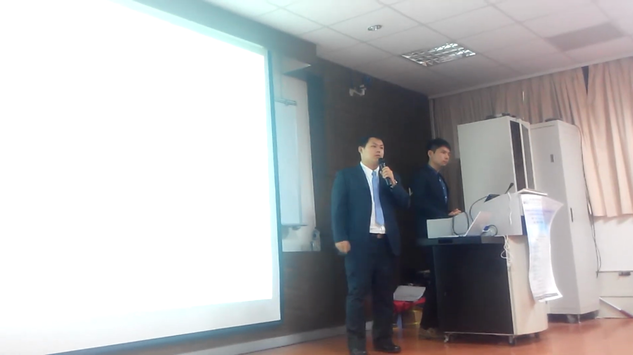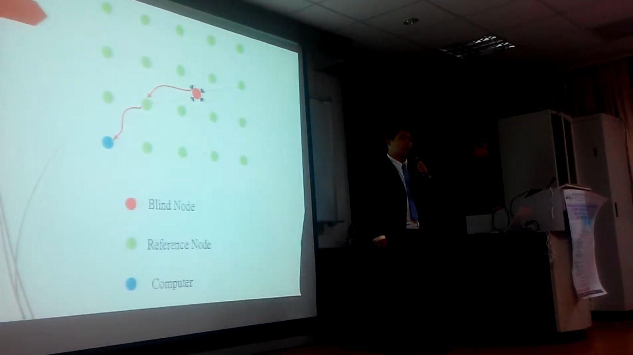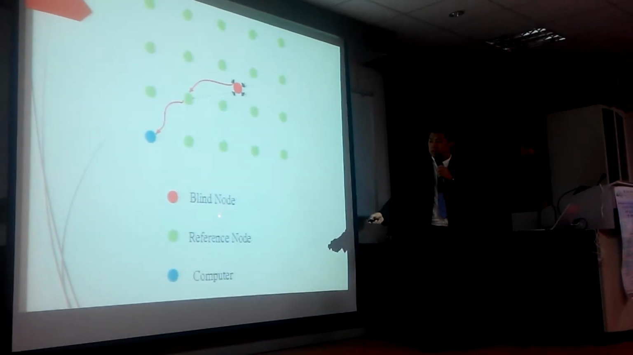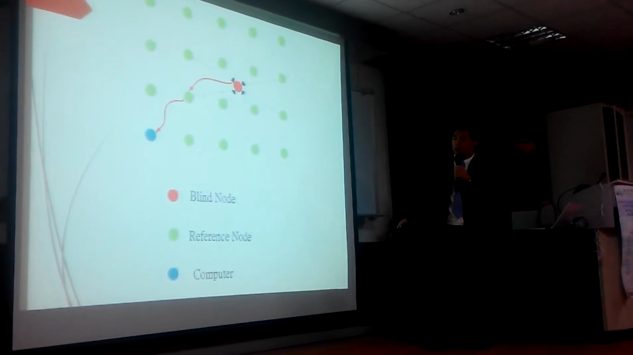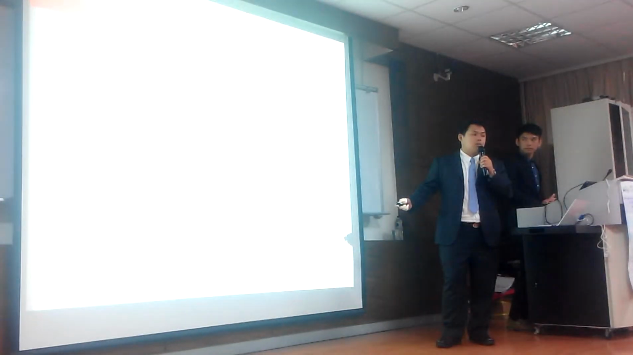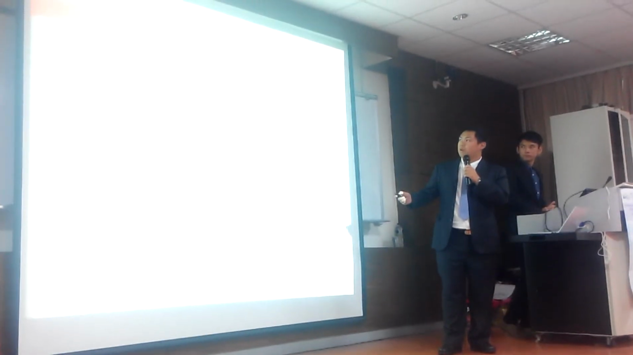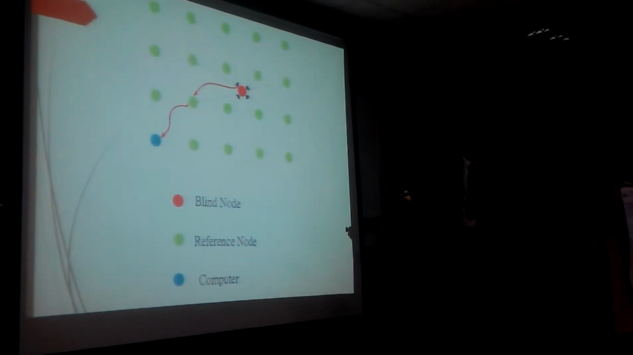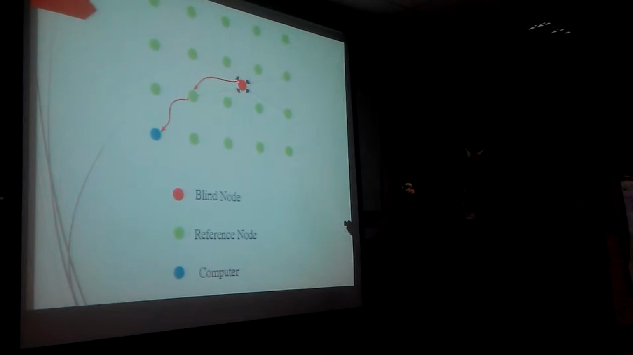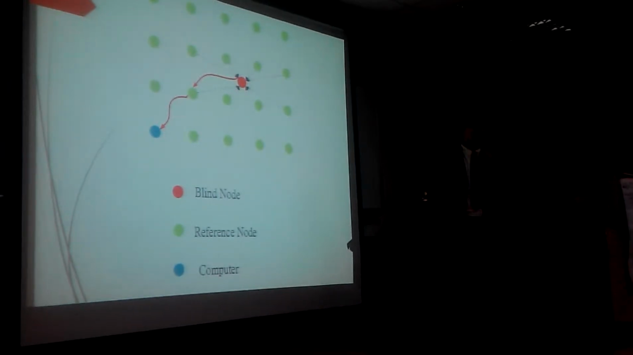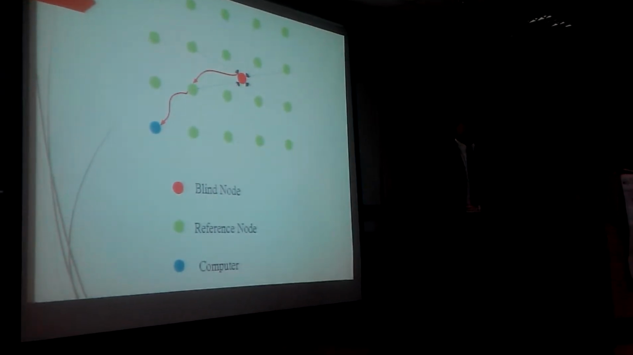UWB is a wireless transmission technology, and is composed of the blind node, reference node, and the computer. The reference node will send the signal, and the blind node is put on the thing you want to locate. And it will receive the signal from the reference node, and it will send back to the computer, and you will know where the blind node is.